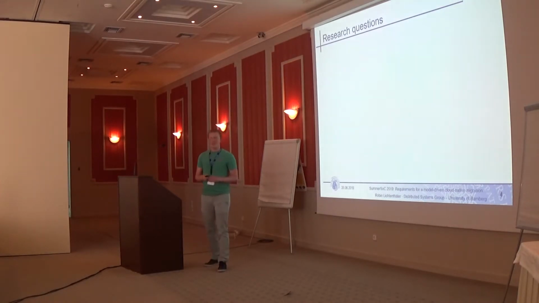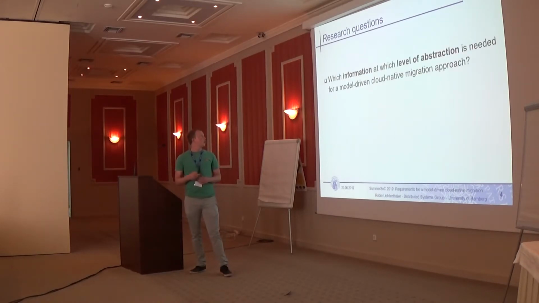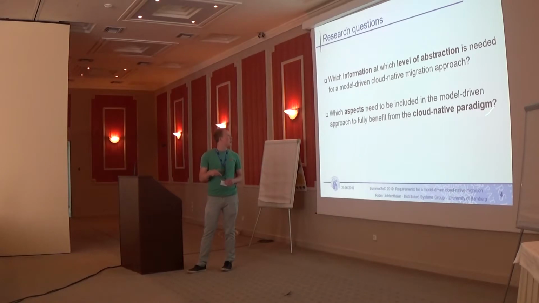So the research question, to sum this up, what would be necessary to get to this vision of a model-driven cloud-native application, is: which information, and especially which level of abstraction, is needed to do this? Because you want to abstract from the actual application in the models, and focus only on the task you want to do. So you need to decide how to represent this in the models. And which further aspects do you need to include to actually make use of the benefits of the cloud, so to really become cloud native?